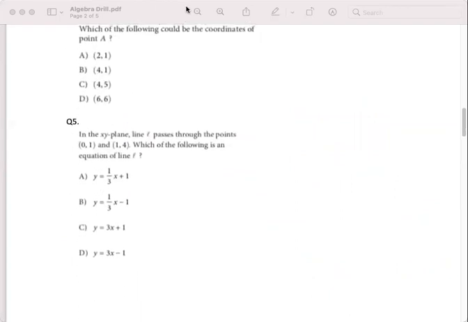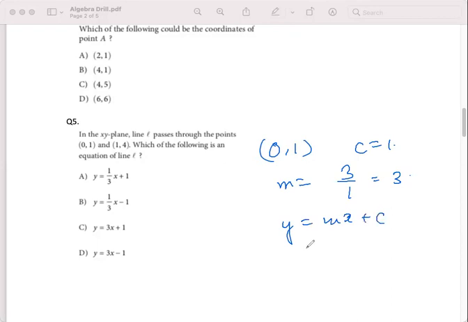Okay, question 5. In the xy plane, line L passes through the points (0, 1) and (1, 4). What is the equation? Okay, so since it passes through (0, 1), I know that my y-intercept is 1. And I can find my slope as (4 minus 1) by 1, which is 3. So y is mx plus c, which is 3x plus 1. So that should be option C.